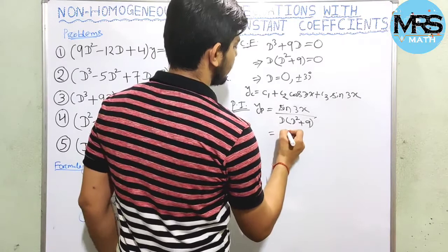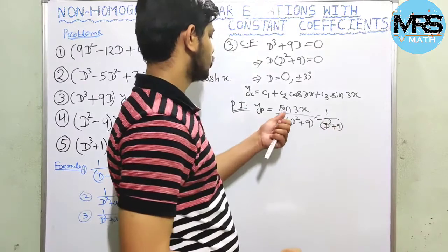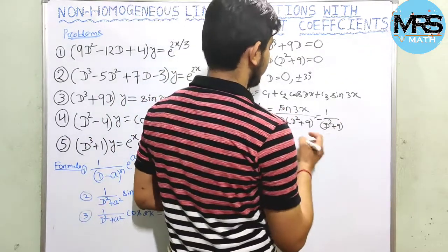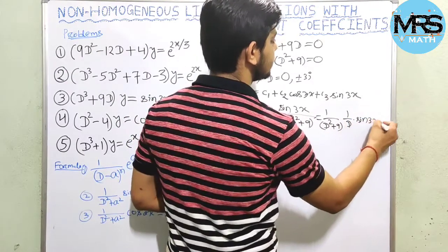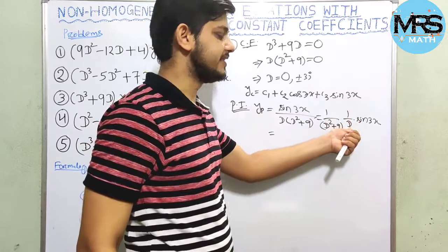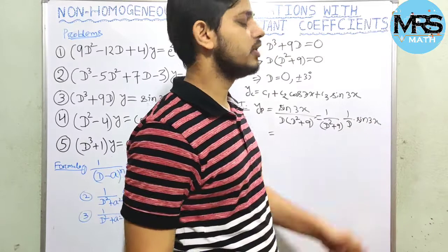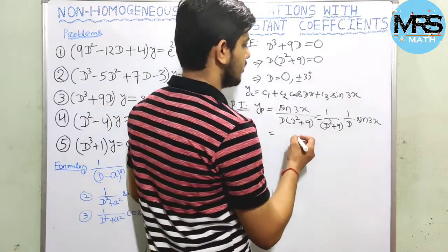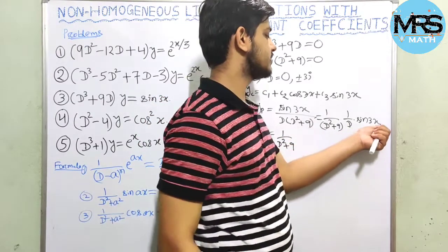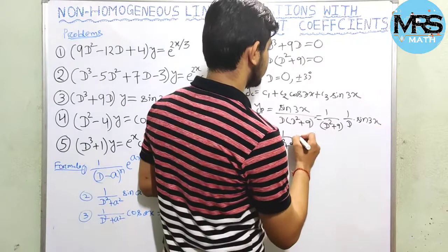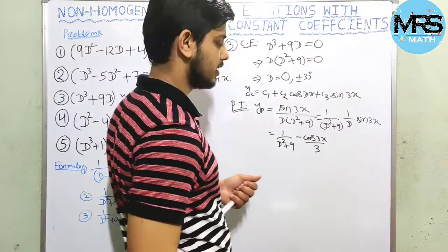Okay, so we can see that 1 by D square plus 9 is there. So 1 by D into sin 3x. Already I discussed that 1 by D is the operator, where we have to do the integration. So what will we get then? 1 by D square plus 9. The integration of sin 3x will be minus cos 3x divided by 3, correct?